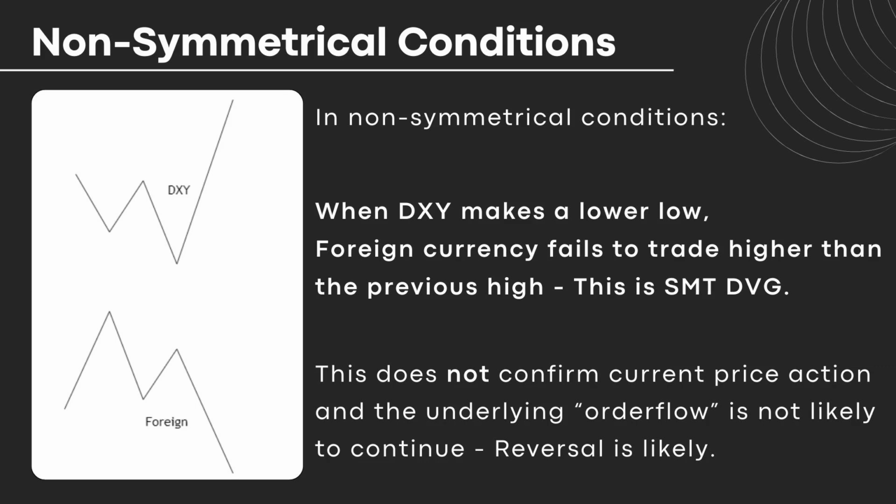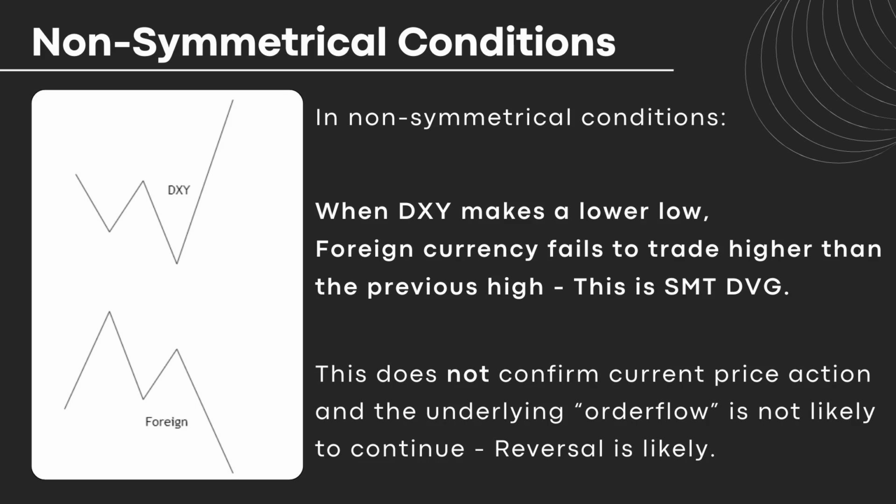This type of non-symmetrical structure suggests that there is some tomfoolery going on and the market makers are actively taking part and the manipulation is going on. This type of structure does not confirm current price action, and it suggests that the underlying structure in order flow is not likely to continue and maybe a potential reversal is under way, right?